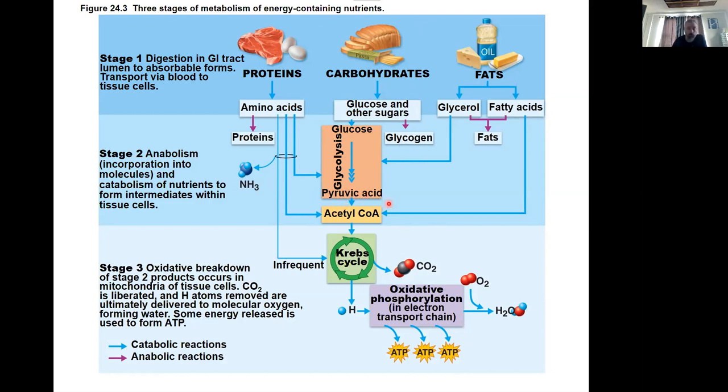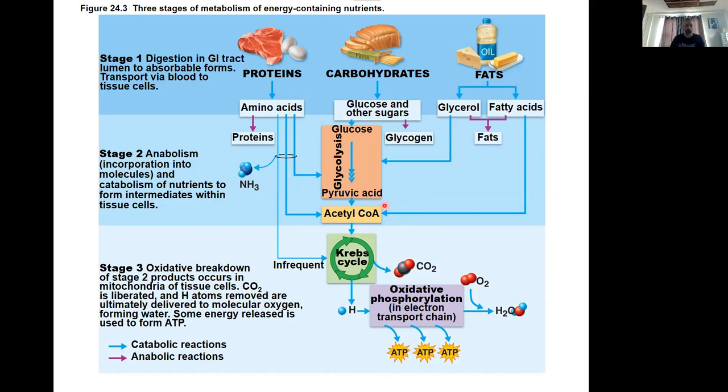We convert that pyruvic acid into this guy right here, acetyl coenzyme A. I'm going to highlight this because acetyl coenzyme A is super, super important. The reason it's so important is that it is the converging point for all three of our metabolic pathways. Proteins, carbs, and fats all come down to acetyl coenzyme A at some point. We toss that acetyl coenzyme A into the Krebs cycle, and we convert it into a form that we can then move on to the last part, oxidative phosphorylation.